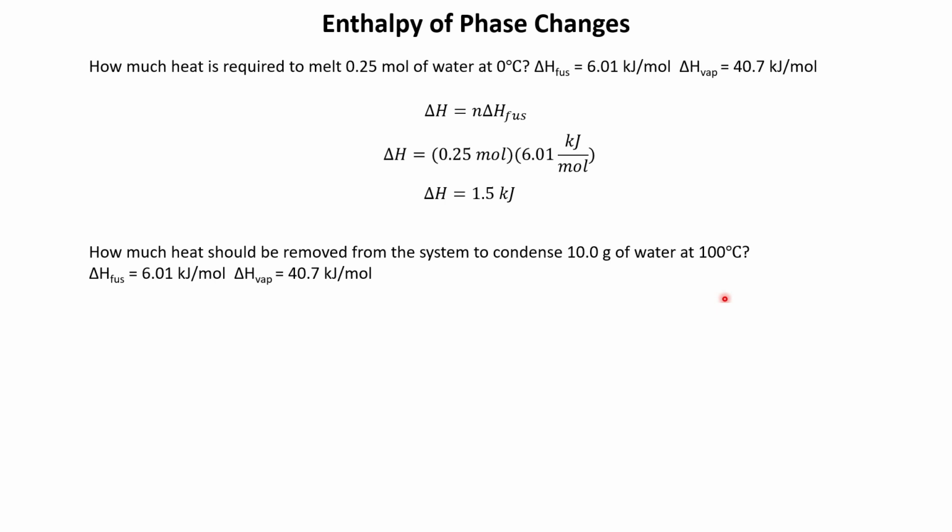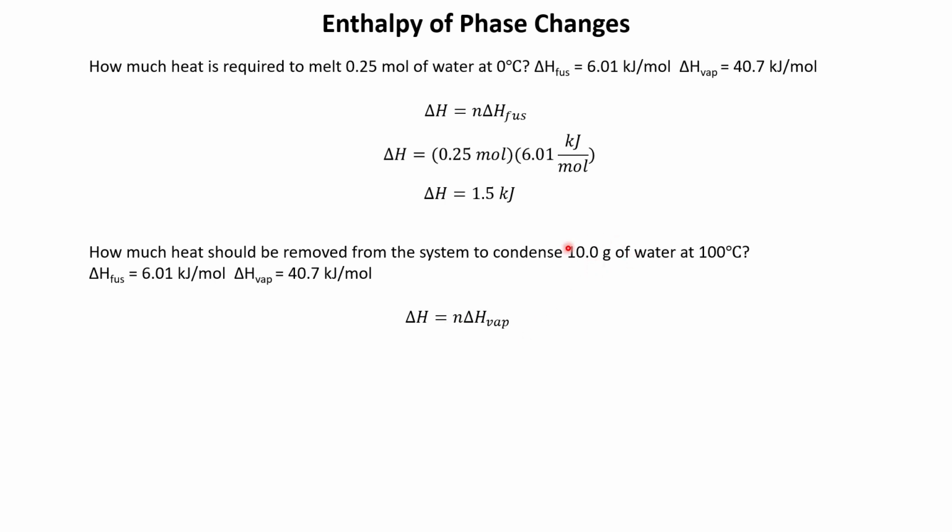So which phase change are we undergoing? Which one do we need? Well, if we are condensing, we are going from gas to liquid, so we're going to need our heat of vaporization for that. So to calculate the enthalpy of this phase change, we're going to need the number of moles times our heat of vaporization.